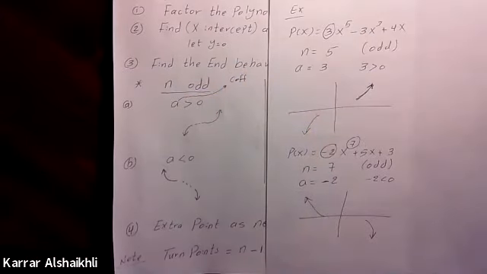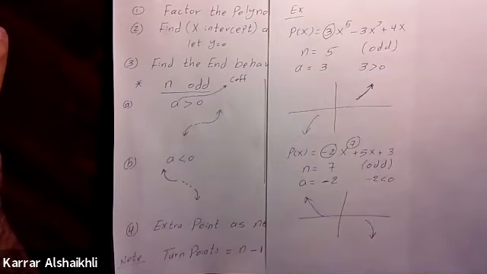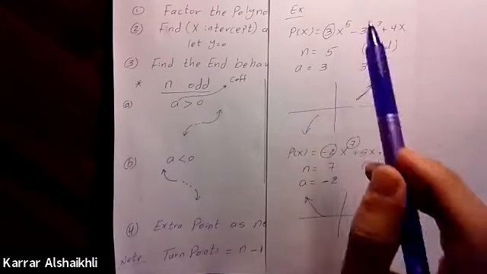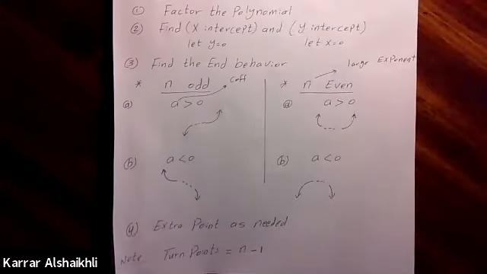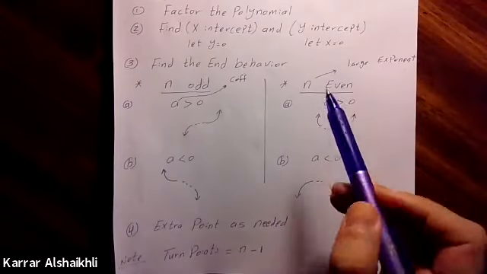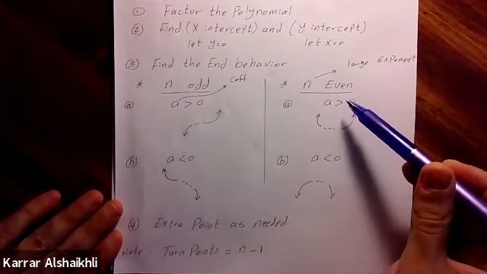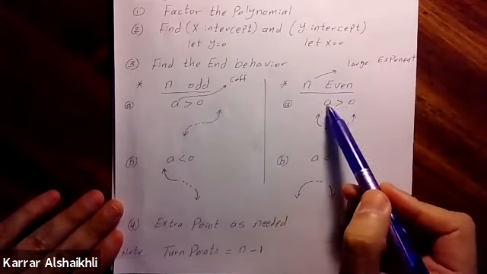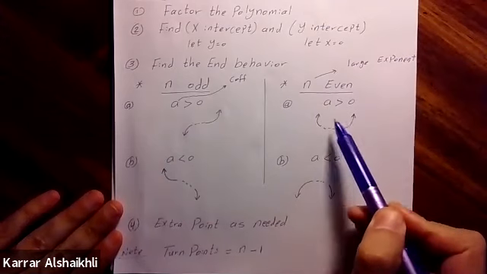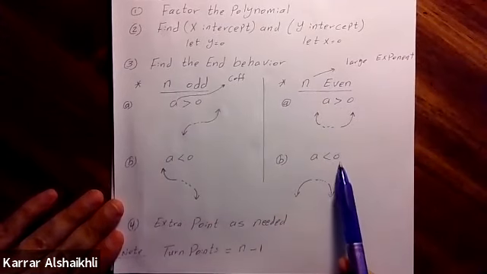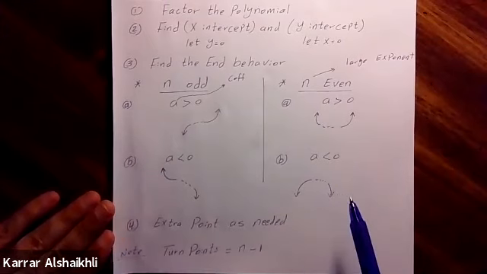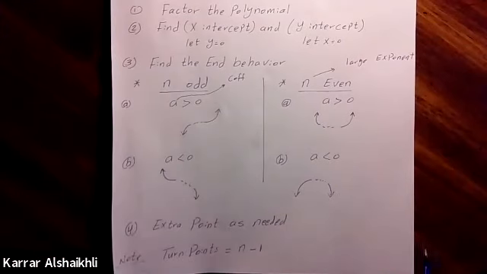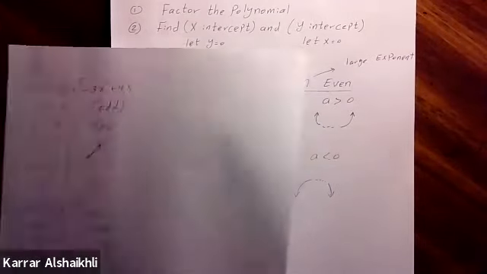Let's do the other part when n is odd. So I need to write down these examples. We're going to do more examples about the end behavior. Let's do an example about when we have n equal to an even number. We're going to do exactly the same thing. When n is an even number, we also have two options. If the coefficient is greater than 0, you're going to get both sides going up. If the coefficient is less than 0, that means both sides going down. So let's do examples about that.